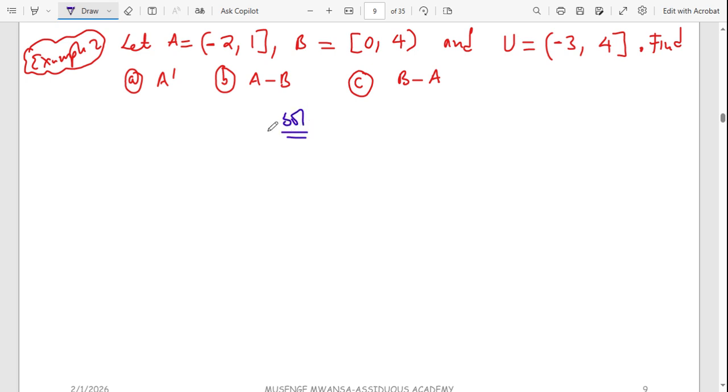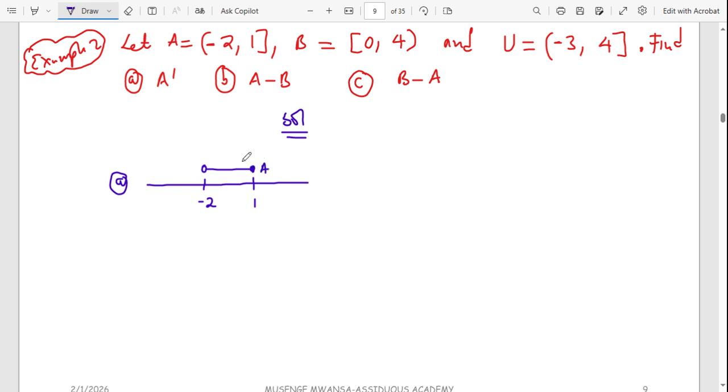We want to find A complement. So the set A, please always first start with the A itself. The set A is from negative 2 to 1. Negative 2 is not being included. I know you might not be able to see what this screen is switching off sometimes. Okay. So negative 2 is not being included, but 1 is being included. So that's a set A.